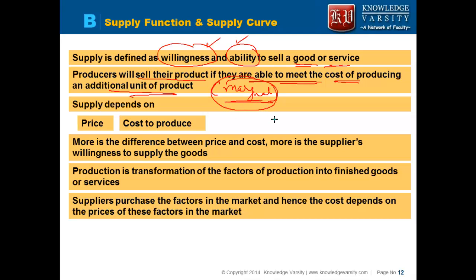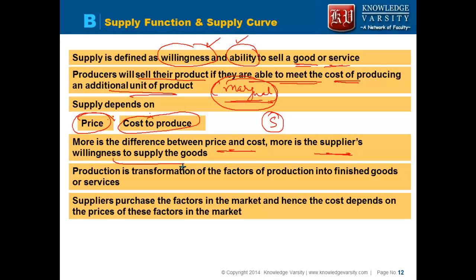So what factors does supply depend on? It depends on the price of the product. The higher the price of the product, the more you will be willing to supply. Also, supply depends on the cost to produce, such as wages, raw material cost, etc. The greater the difference between the price and the cost, the greater the willingness of the supplier to supply the good.